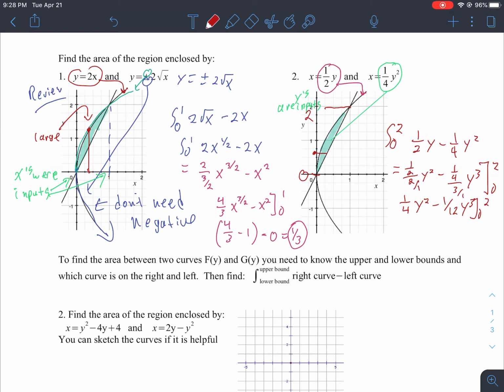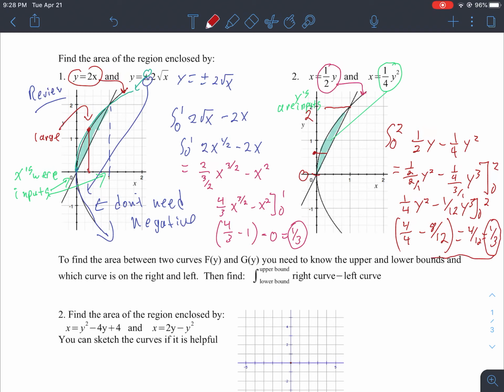Now plug in 2. 2 squared is 4. 1/4 times 4 is 4/4. 2 to the 3rd is 8, so 8/12. Plug in 0 to double check you get 0. You do. So you get, let's just go 12/12 minus 8/12 is 4/12. You get 4/12, which reduces to 1/3.